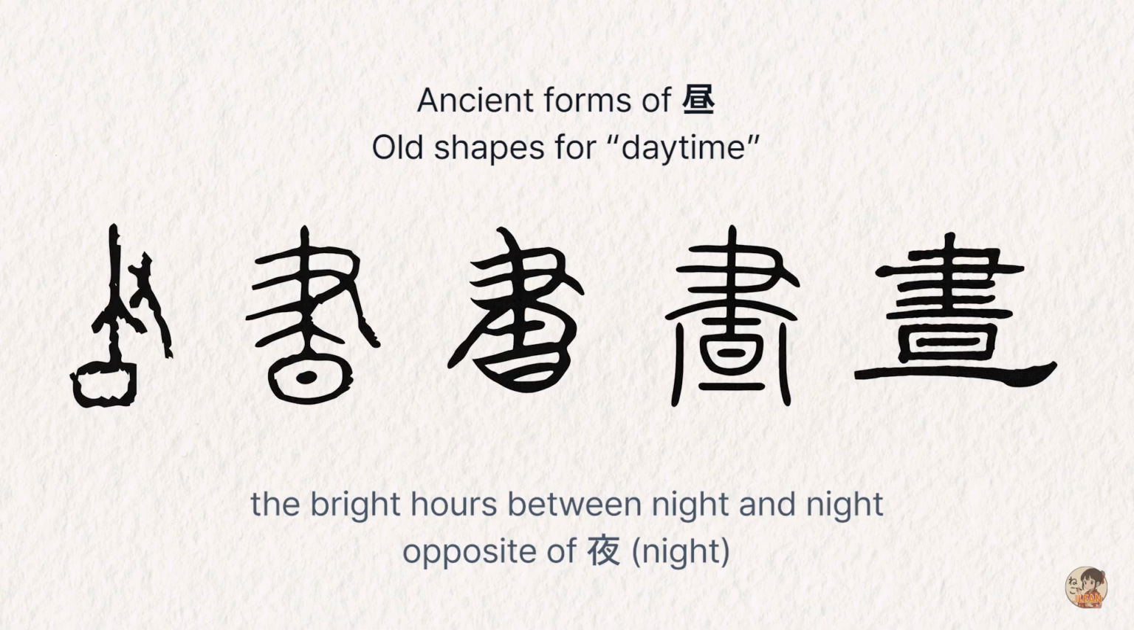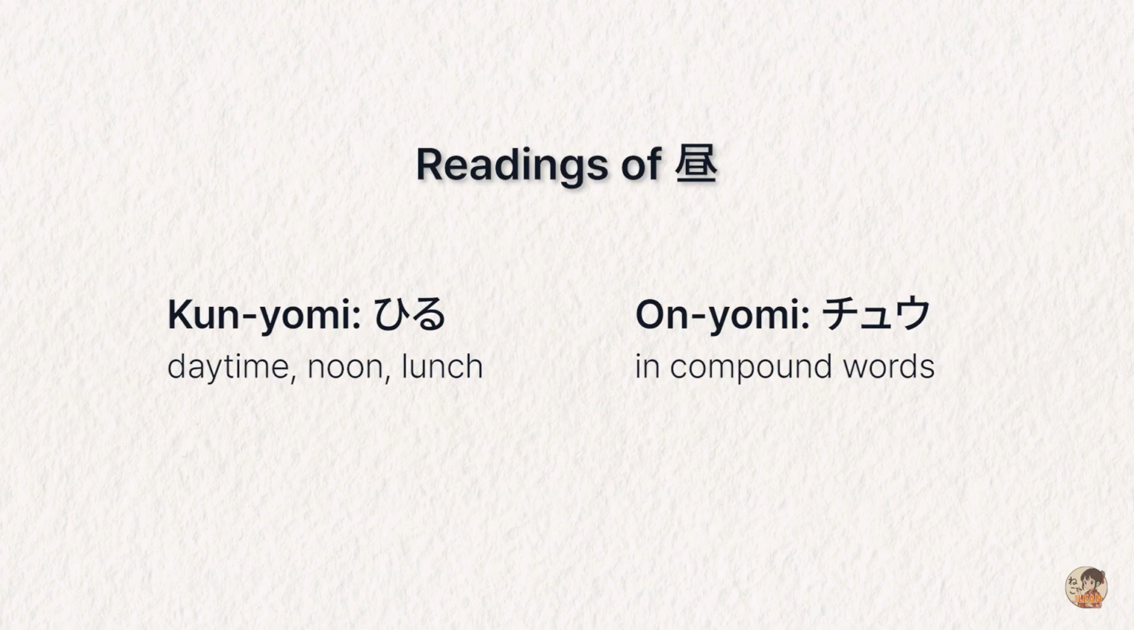ancient scripts. Let's first see how this character is read in modern Japanese. This character has two main readings. The Kun-yomi is ひる, used for words about daytime and lunch. The On-yomi is ちゅう, used mainly in compound nouns.